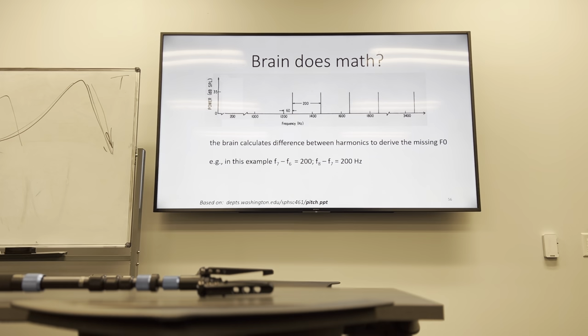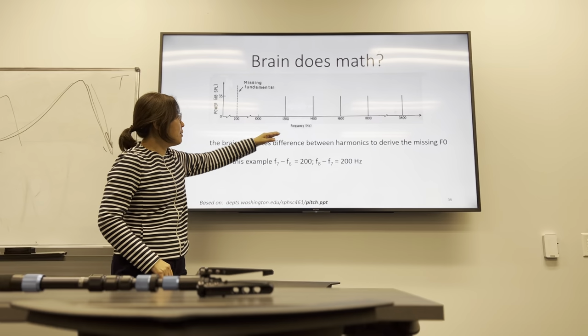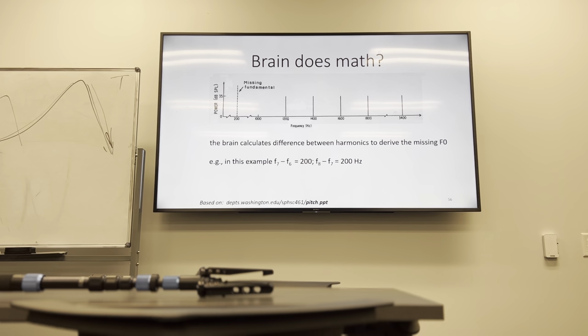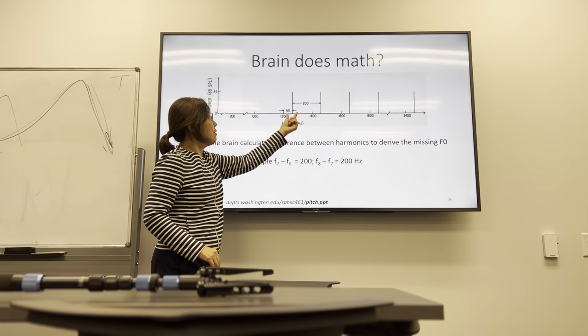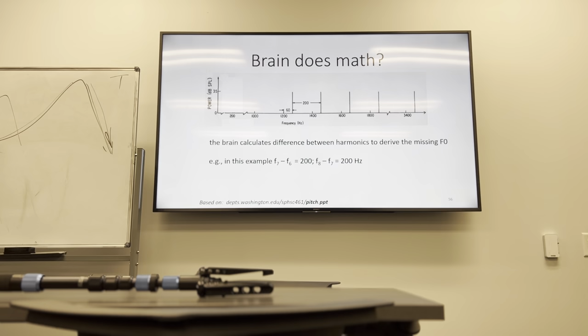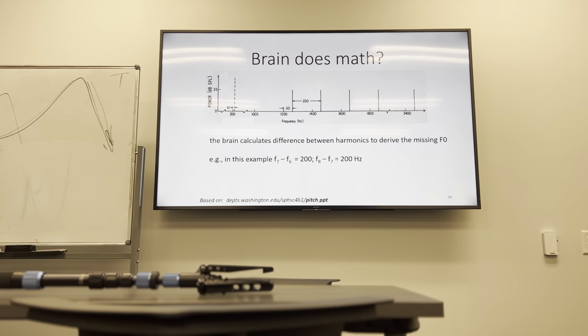But the brain could only do that if the frequencies were exact, in exact timing, and that's not how it works. It can be shifted. It's 200, maybe a little bit shifted, in our cochlear frequency. So it may not be such a precise calculation that the brain can do.